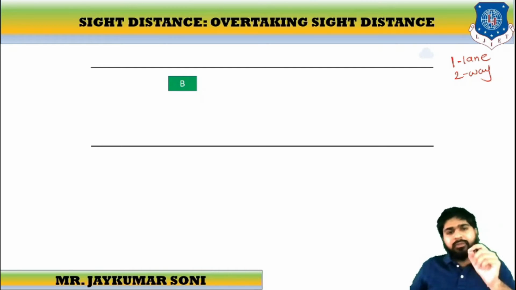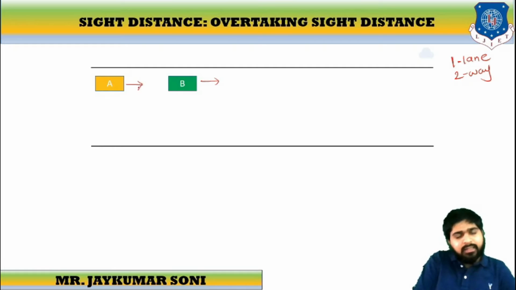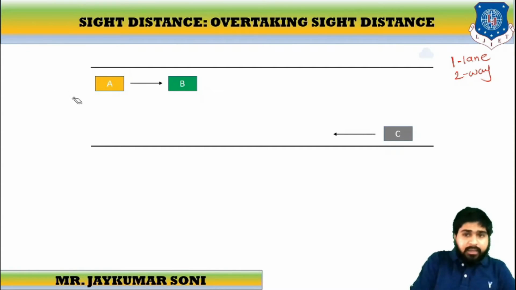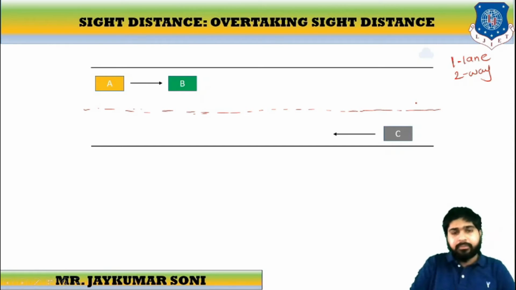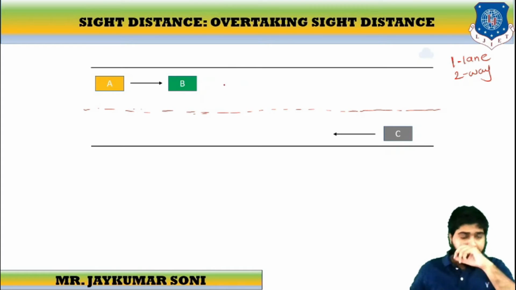Let us assume that there are vehicles traveling in this direction. See, vehicles A and B are traveling in this direction. Vehicle C is coming from the opposite direction, so it is coming from this direction. As I have explained, A and B are traveling in this direction and C is traveling in this direction. This is a single lane road with two-way traffic. So this will be the highway alignment. Two-way traffic means traffic is generated in both directions. Single lane means it has the width of single lane capacity.